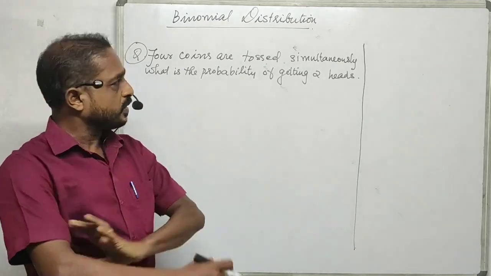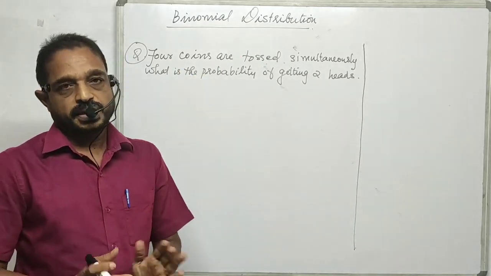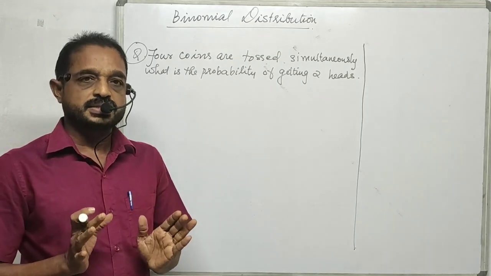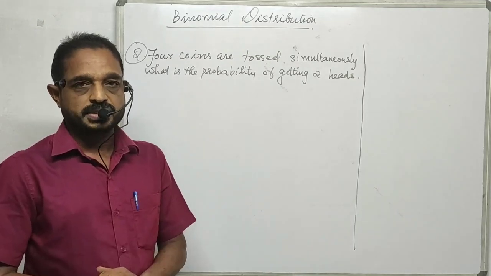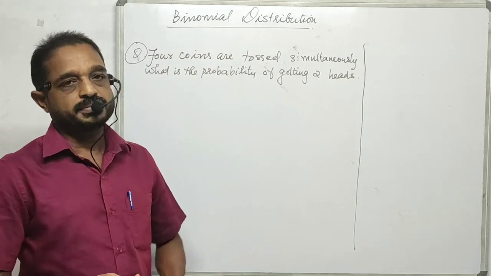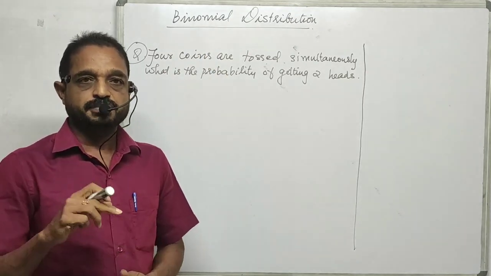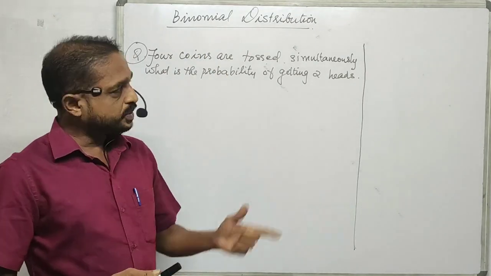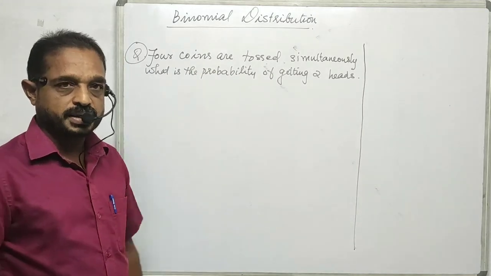We have been discussing binomial distribution. In the last class we saw the probability density function of binomial distribution. First of all, we saw that binomial distribution is a discrete probability distribution. So, what is the definition of binomial distribution?